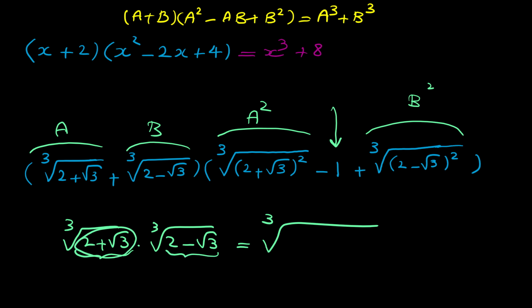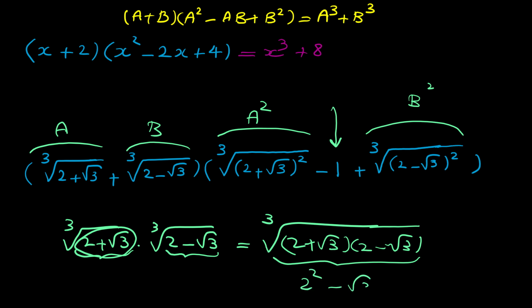If we multiply 2 plus radical 3 by 2 minus radical 3, what is the answer? If you remember the identity that we started the video with, a plus b times a minus b is a to the 2 minus b to the 2. So the answer is 2 to the 2 minus radical 3 to the 2. 2 to the 2 is 4, radical 3 to the 2 is 3, and 4 minus 3 is exactly 1. So this is the cube root of 1, and the cube root of 1 is 1.